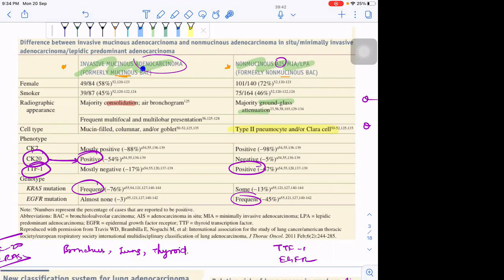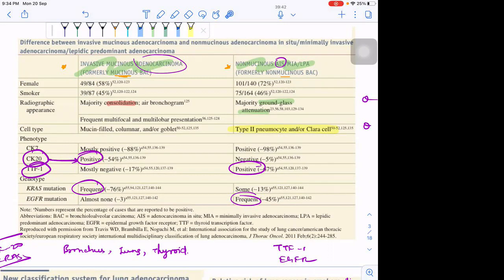Invasive mucinous adenocarcinoma is present in females and smokers. Radiologically it shows consolidation, and in the case of non-mucinous adenocarcinoma in situ, it shows ground glass opacity. And what cell type is present?